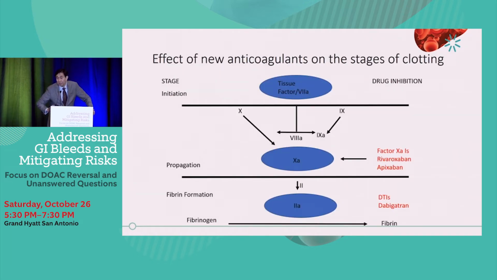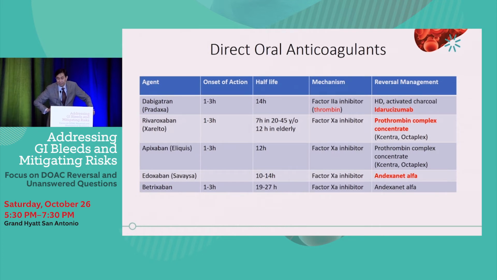So this is the watered-down version. We're plumbers, so we can't remember that coagulation cascade, so I'm just going to focus on that part. Factor 10A basically inhibits the propagation part of it. That's where apixaban and rivaroxaban fit. The direct thrombin inhibitor basically prevents the conversion of fibrinogen to fibrin. That's dabigatran.